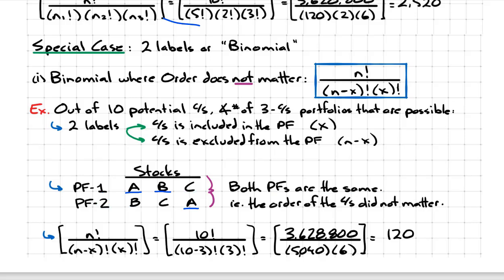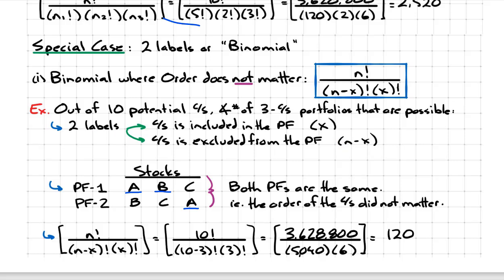So now let's elaborate on our framework. In this case, we have 2 labels. There's the label that includes the stocks, and then the other label is for the stocks that are excluded from the portfolio. Because remember, we're just looking for a 3-stock portfolio from a total of 10 stocks. So you're going to have 2 groupings. One group will include the 3 stocks you're including, and the other group will be the 7 stocks that you excluded from that particular portfolio.